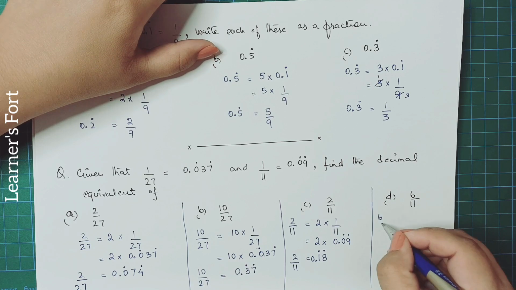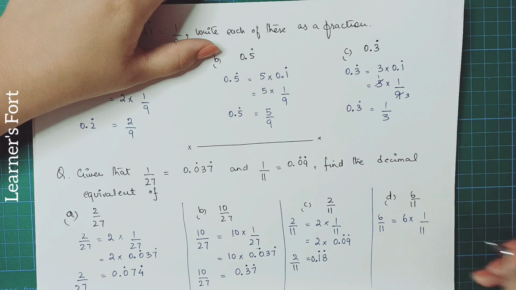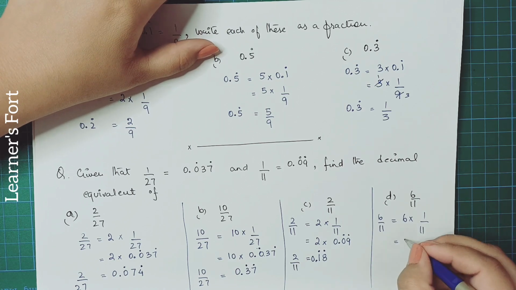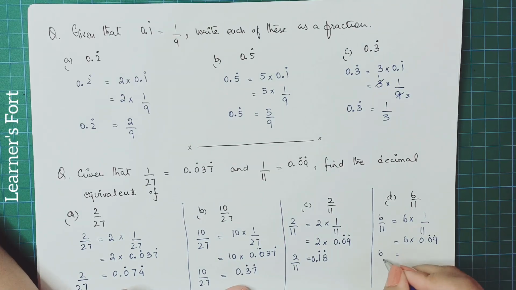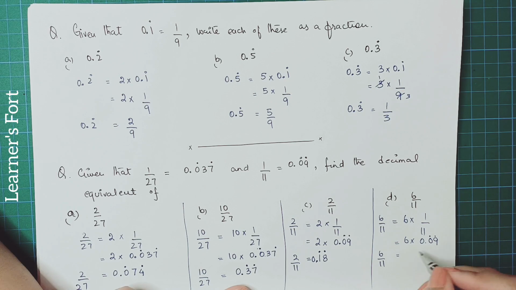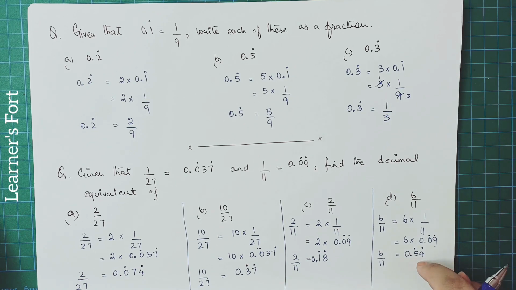Same case with 6 upon 11. 6 upon 11 can also be expressed as 6 into 1 upon 11. So when 6 is multiplied by 0.09, since 6 is multiplied by the 9, this whole two digits 09, the pattern will be like this: 0.54, 54, and so on. So we're going to write 54, the dots over 54, because the 54 is going to take place for 9.